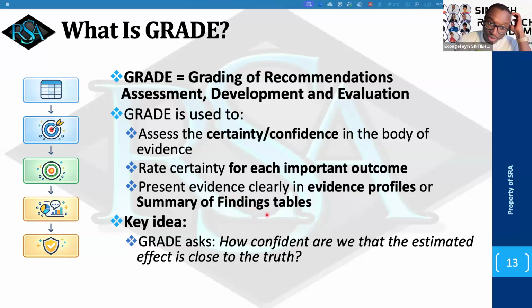The most important idea is that what GRADE asks you to do is to say, how confident are we that the estimated effect is close to the truth? So how confident are we that this estimate is close to the truth? So that's what this is. Does any of us have a question about GRADE?